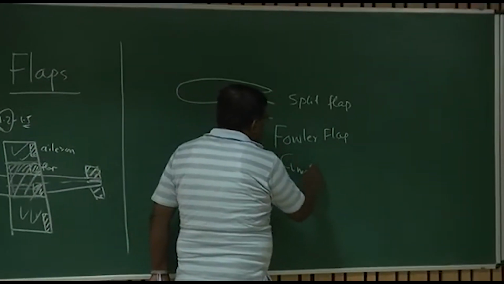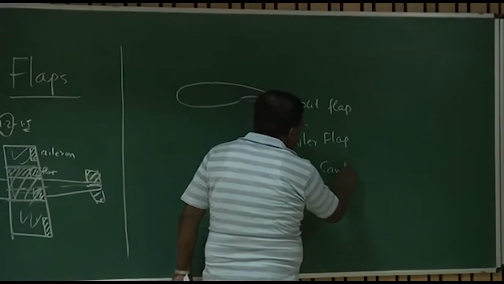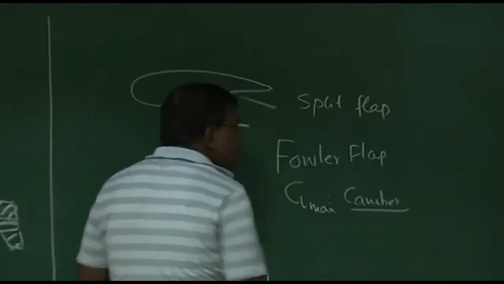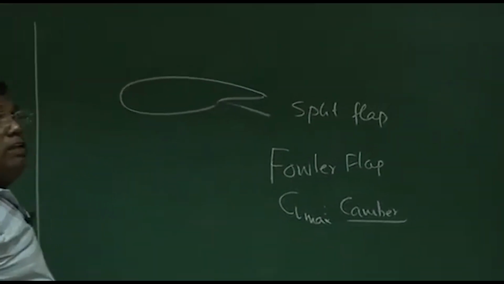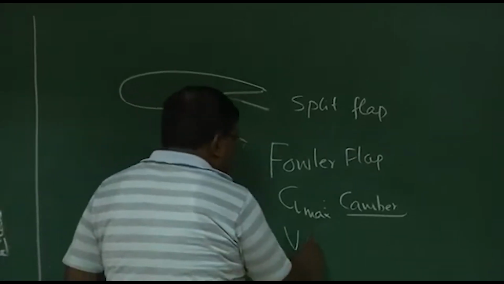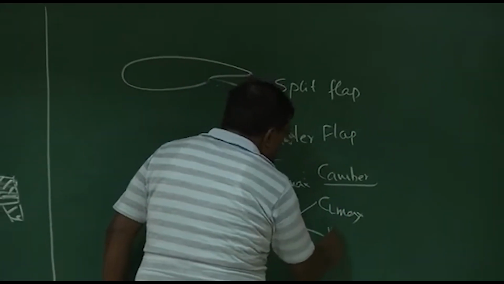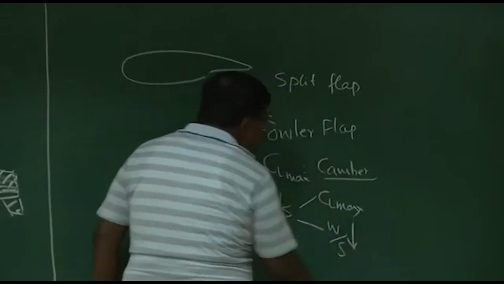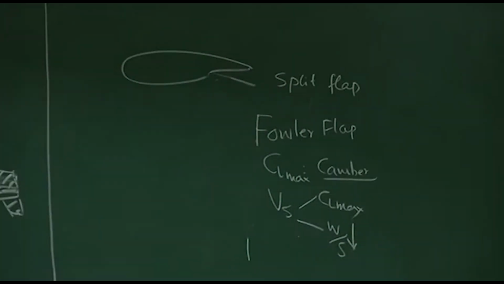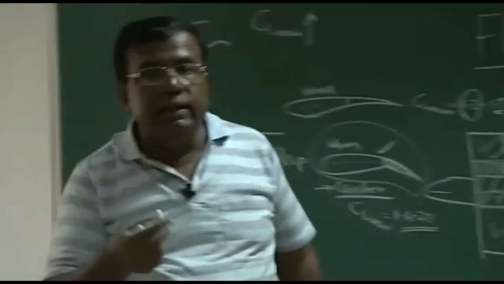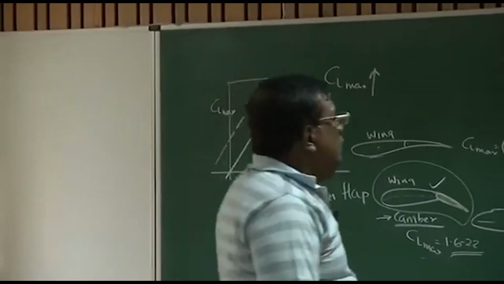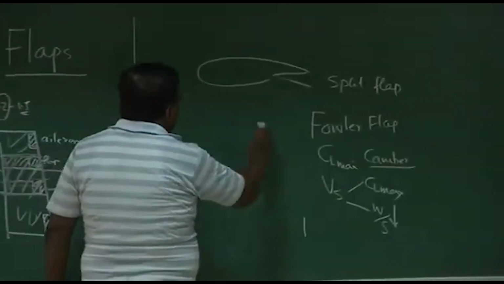What is the concept here? Remember, I told you, if I want to increase CL max, what are the options I have got? I have the option of camber. Change the camber. But if you want to decrease the V-stall, I have an option: not only increase CL max, but also reduce wing loading. May it be low, doesn't matter. Slight increase is good enough. So that concept is used in Fowler flap. What is done?